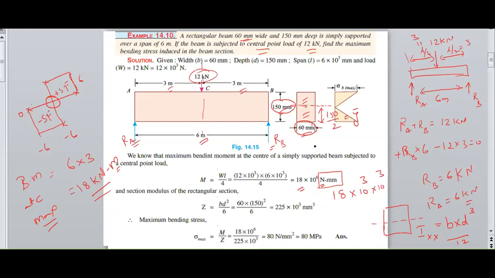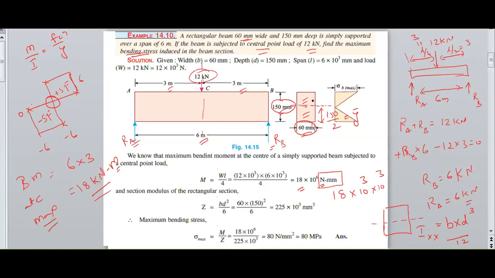So here B is 60 and D is 150. Therefore 60 into 150 cube by 12 gives the Ixx value. And next, I need the y value because my equation is M by I is equal to f by y. I need to find out the f, that is nothing but the bending stress. So I need to find out the f, so I need to consider the y also.